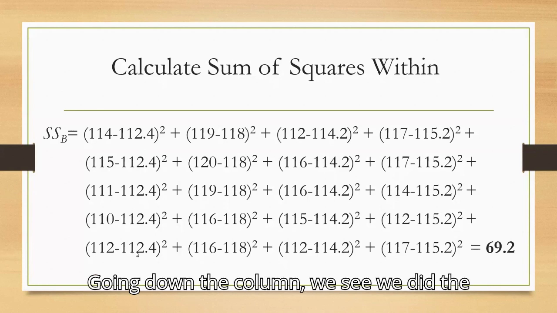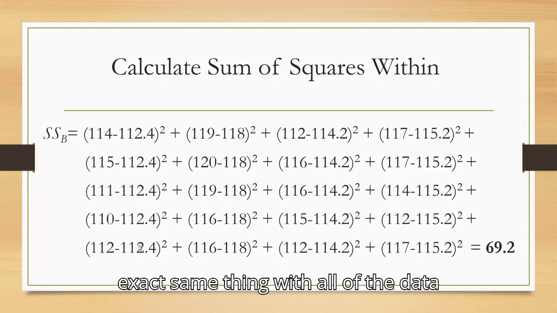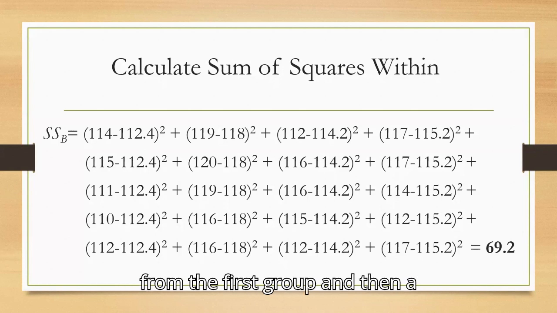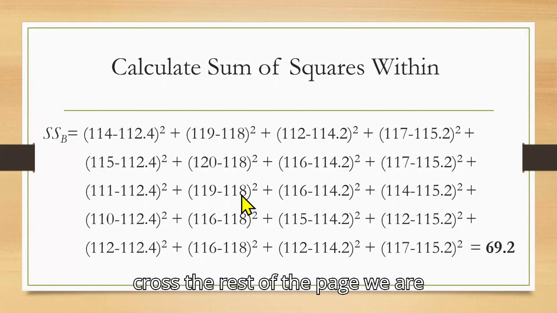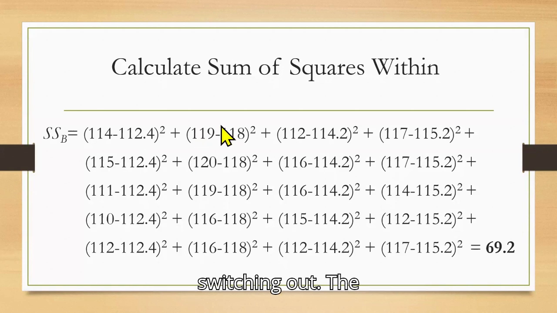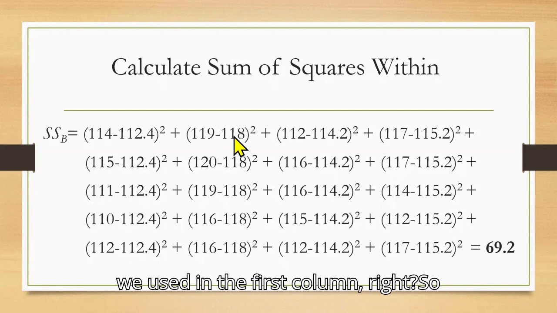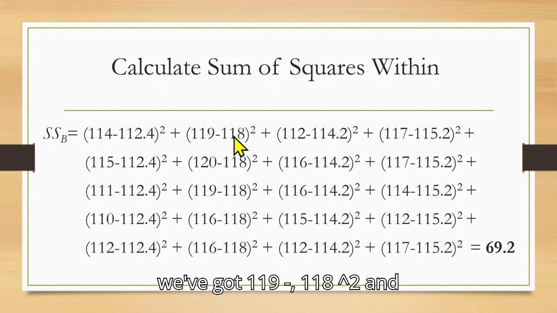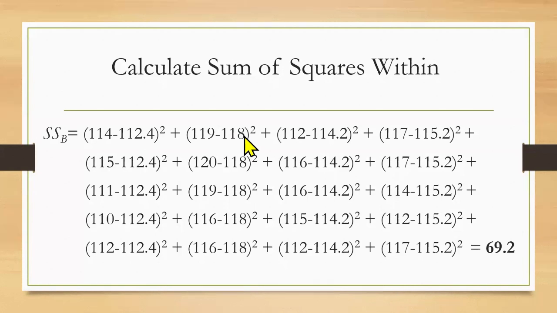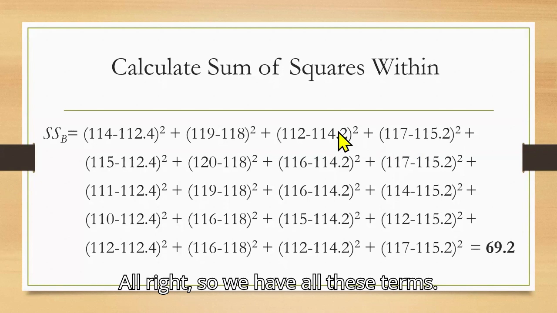Going down the column, we see we did the exact same thing with all of the data from that first group. And then across the rest of the page, we are switching out the mean for each column instead of the one we used in the first column. All right, so we've got 119 minus 118 squared, and we've got 112 minus 114.2 squared, and then 117 minus 115.2. All right. So we have all these terms.